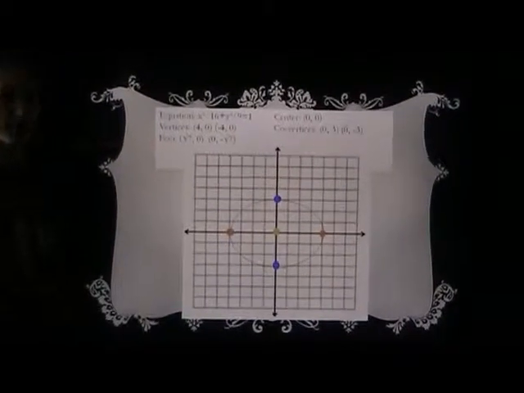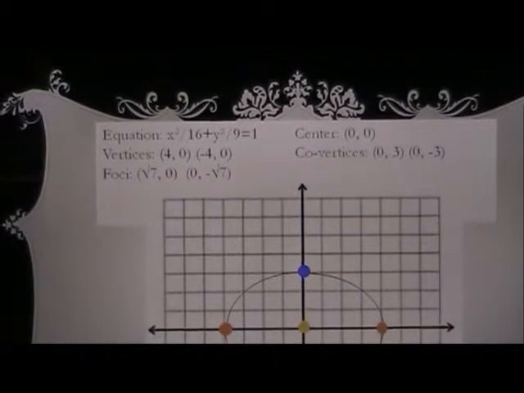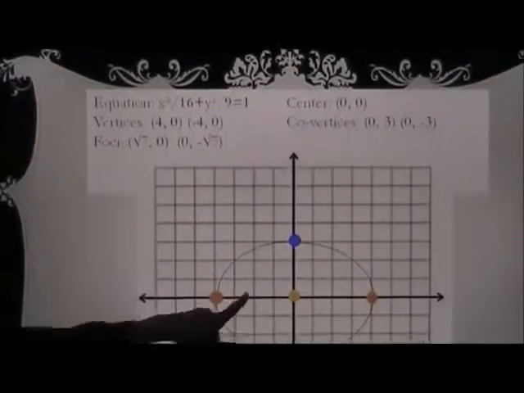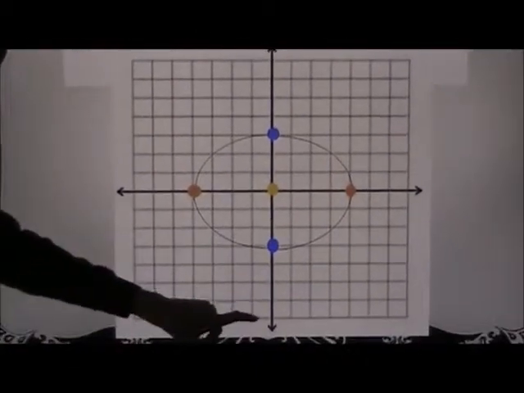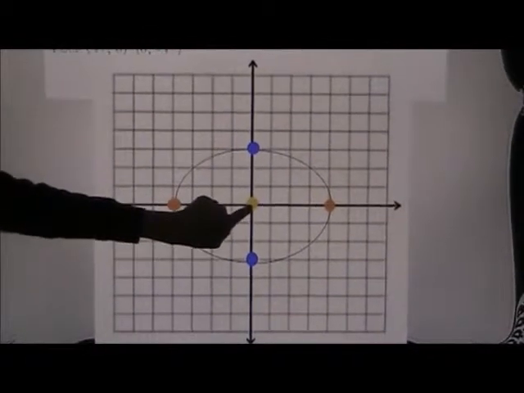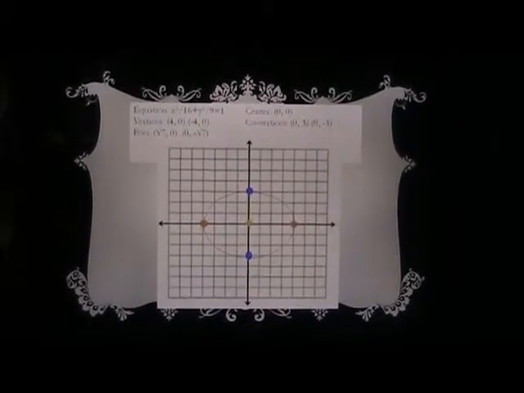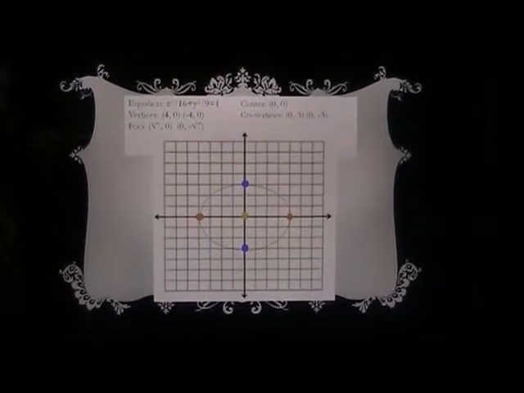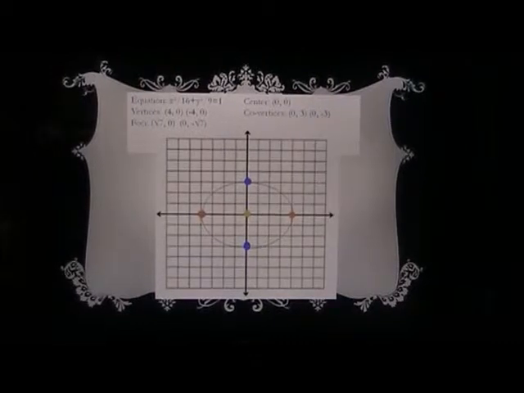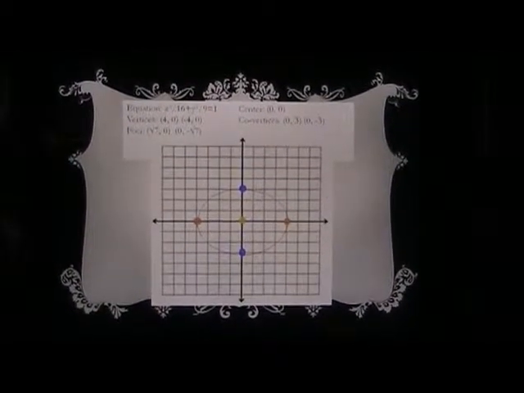The equation of this ellipse is x squared over 16 plus y squared over 9 equals 1. We know this because a squared equals 16, because the vertices are 4 units away from the center. The b squared term is 9, because the co-vertices are 3 units away from the center. The foci are located at (square root of 7, 0) and (negative square root of 7, 0). We know this because 16 minus 9 equals c squared, so c equals the square root of 7.